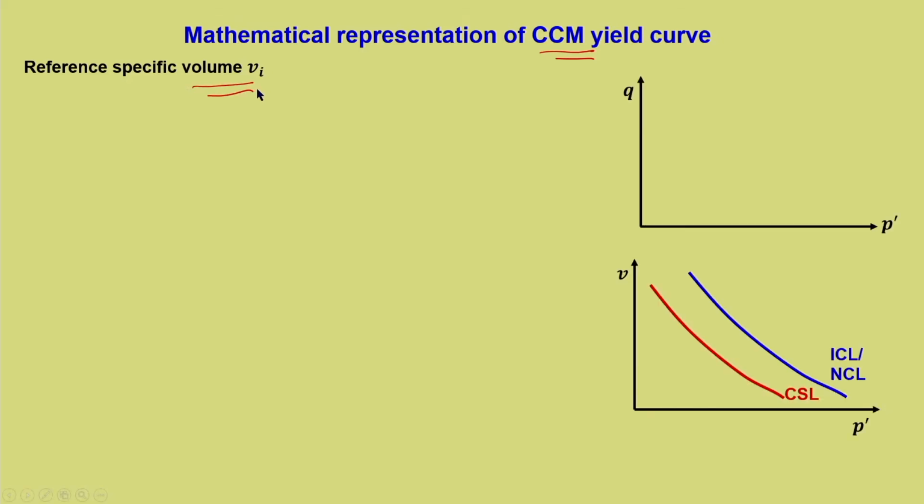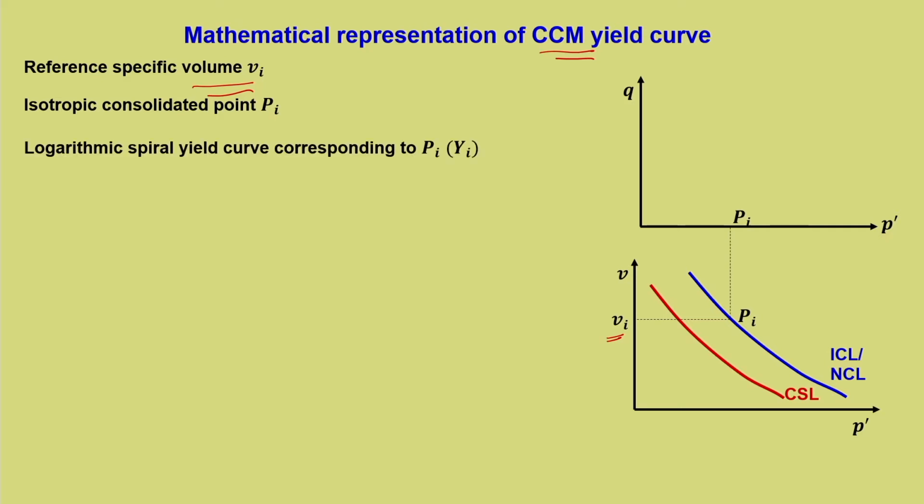Let us consider a specific volume of Vi. So, this is the Q P dash plot and this is the V P dash plot. Now, let us consider the reference Vi. So, this is the Vi corresponding to which there is an initial consolidation point Pi on the NCL. Now, this can be either an isotropically or one dimensionally consolidated point Pi, for which the specific volume is Vi. Now, let us try to understand it in the Q P dash plot.